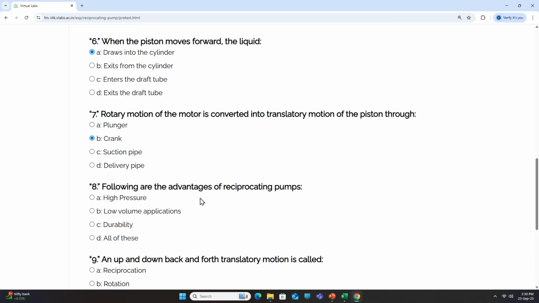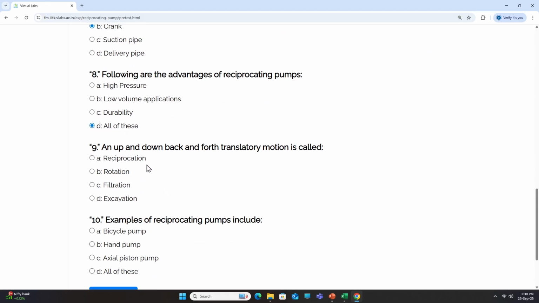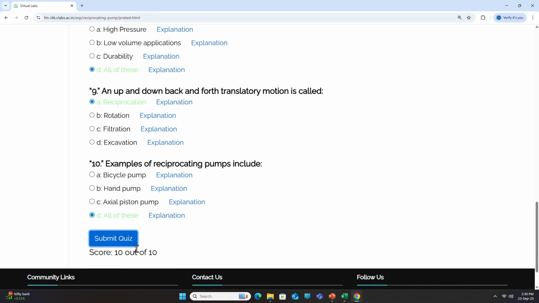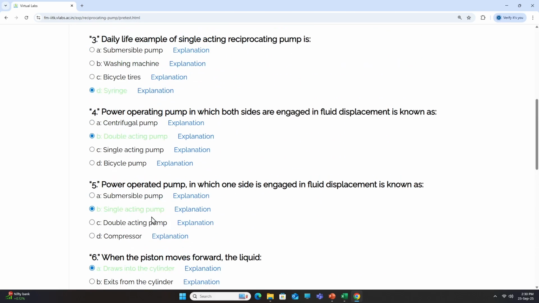Following are the advantages of reciprocating pump: high pressure, low volume applications, durability, all of these are the advantages. An up and down, back and forth translatory motion is called reciprocating. Examples of reciprocating pumps include bicycle pump, hand pump, axial piston pump. All of these are reciprocating pumps. Let me submit. I have gotten everything correct.